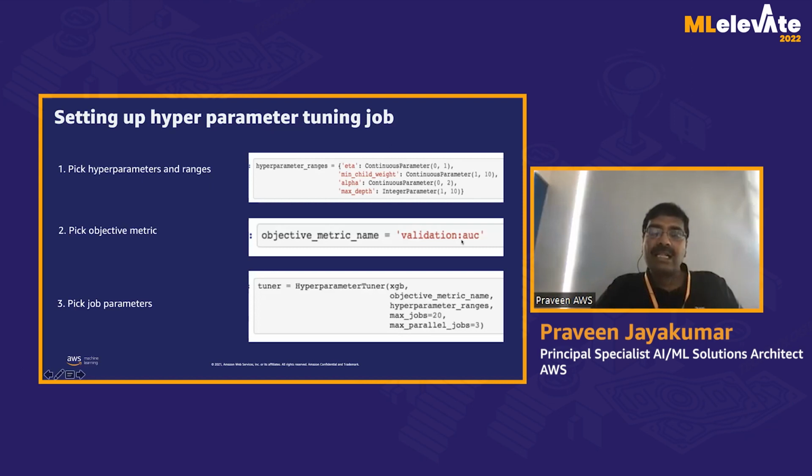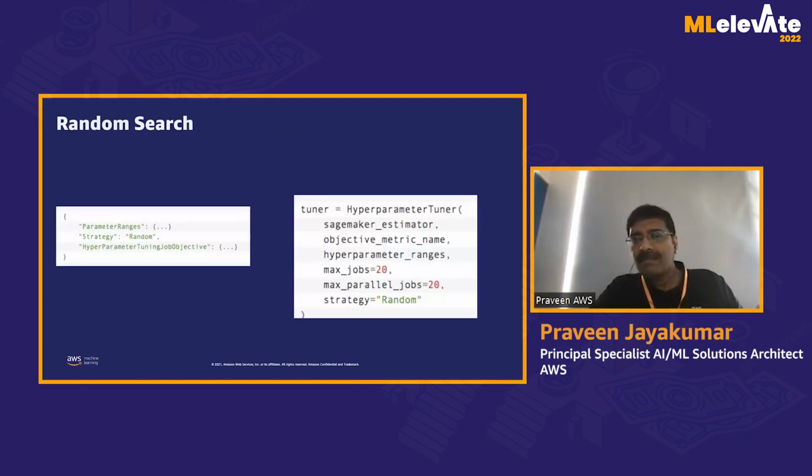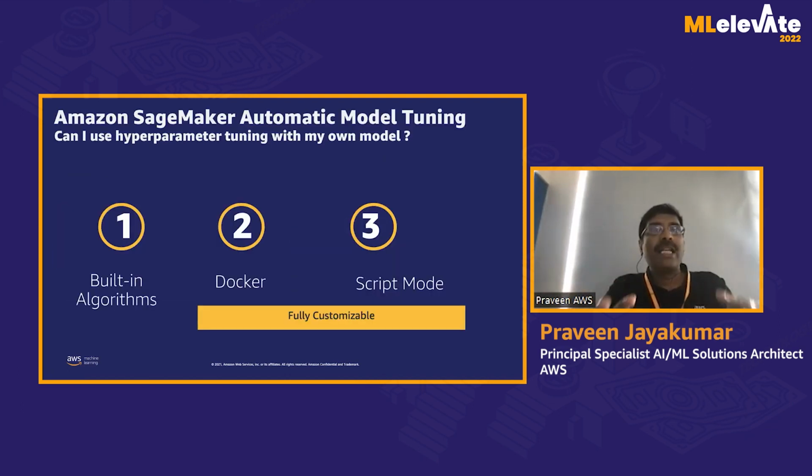That is how the Bayesian approach works internally, and we have found that Bayesian has worked a lot better in different use cases. Random search is random, as the name suggests. If I say run 20 jobs, it randomly picks 20 values and runs them. Unlike Bayesian, which uses the input of previous jobs to explore and exploit, random just picks 20 random values and gives you the output. Again, SageMaker model tuning can be used with the 17 built-in algorithms within SageMaker.